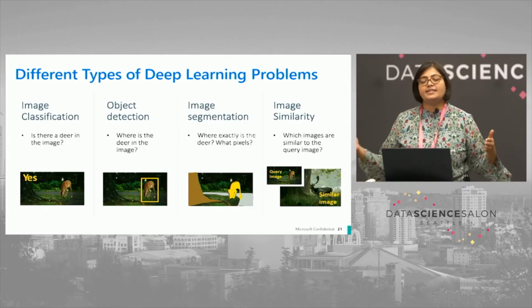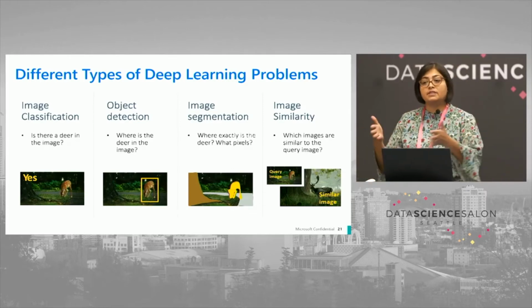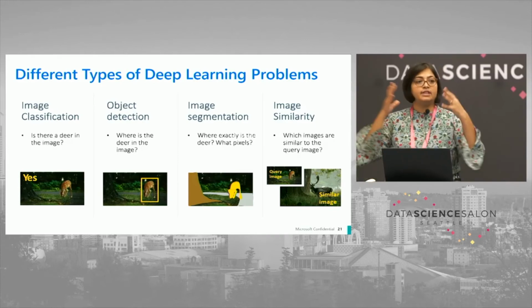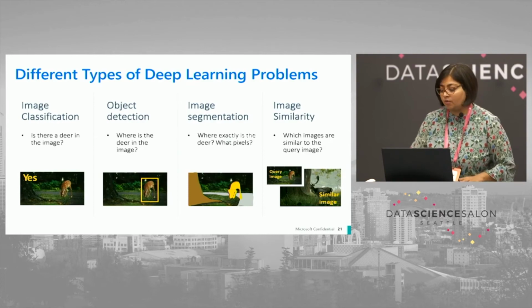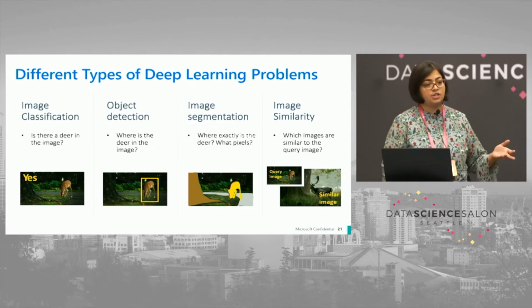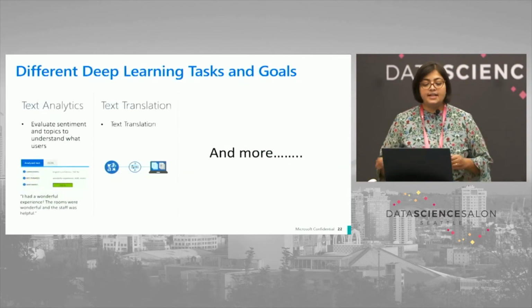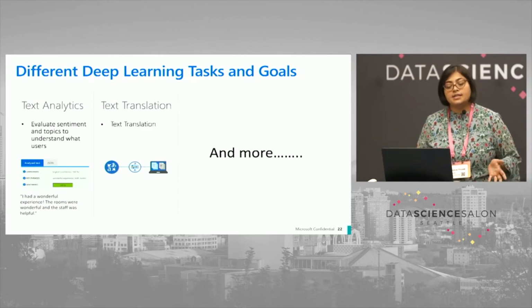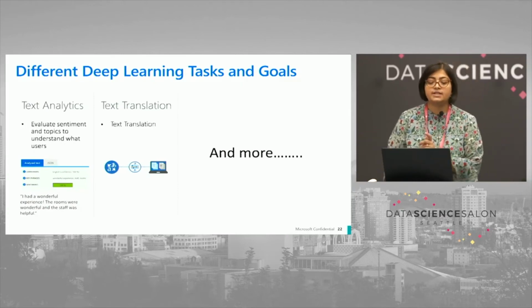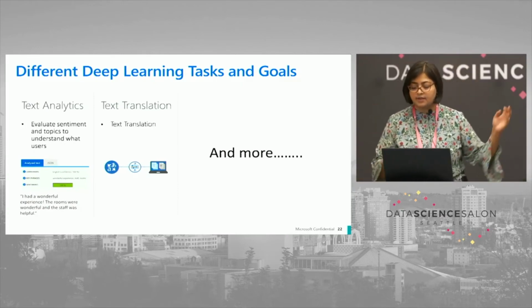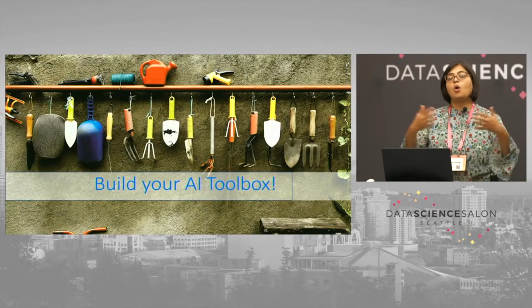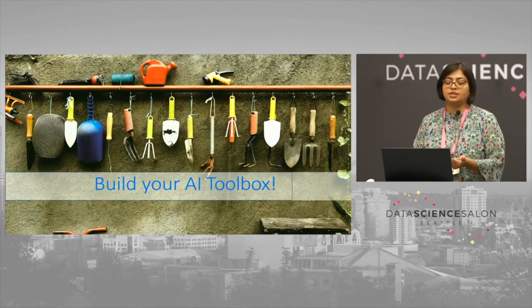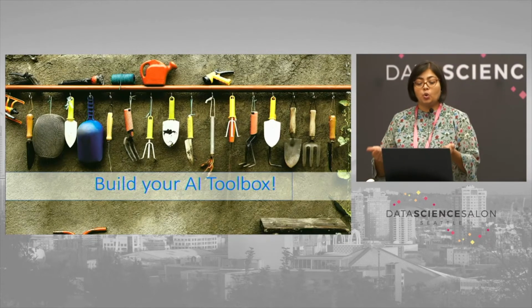So it's very essential to figure out the specific problems that you're trying to predict, even within a broad problem, and you need to know the things that you want to target your deep learning with. Deep learning tasks and goals include text analytics, text translation, and different types of tasks related to text. And if you want to work on all these different tasks, the first and foremost thing you need to do is build your own AI toolbox.